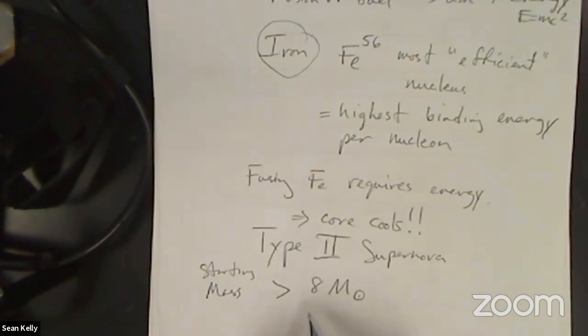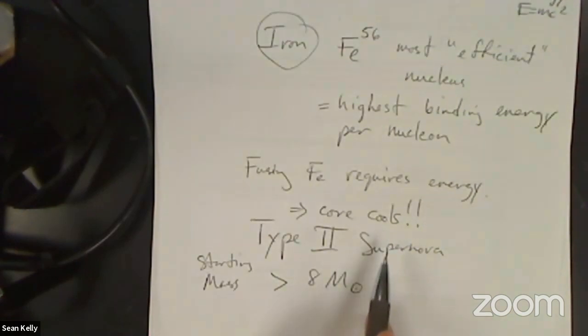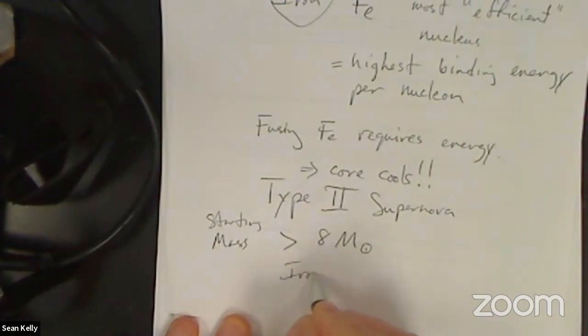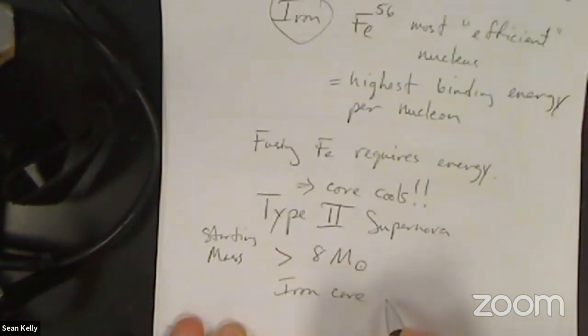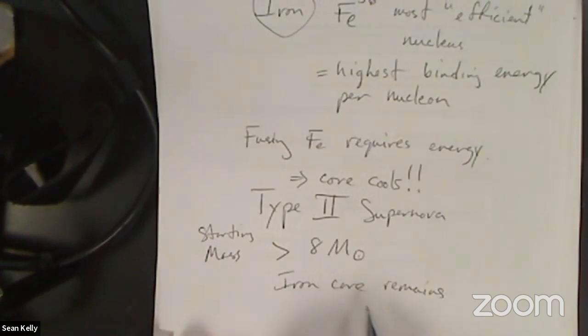Remember, less than 8, you become a white dwarf, but greater than 8, you're going to go all the way to iron. Okay, so anything greater than 8 is going to go all the way to iron. So what's left over is this iron core. Only a tiny little bit of the iron actually fused. So what happens to that core? And the answer is, well, it depends, right? How much mass does it have?